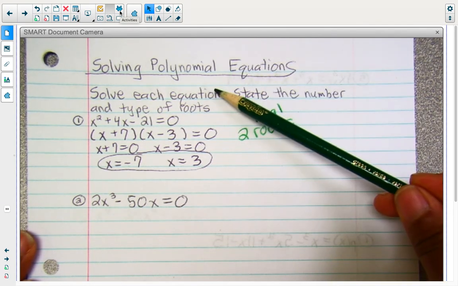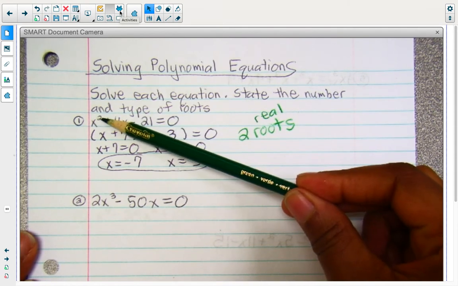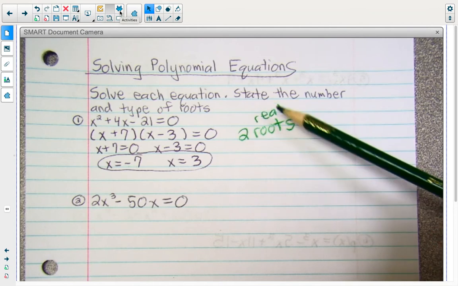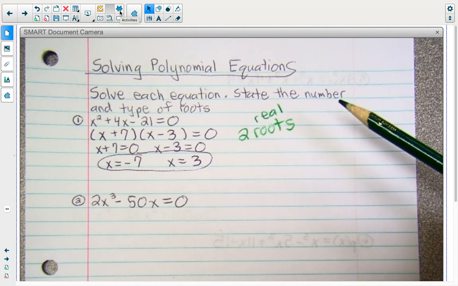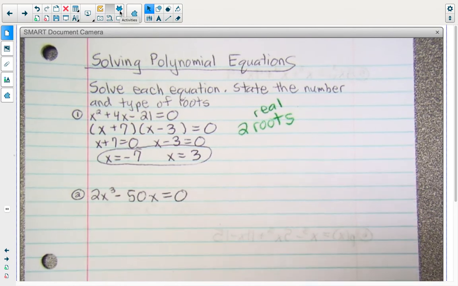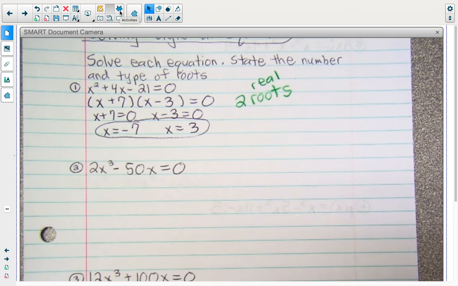To know how many solutions, we look at our highest exponent. My highest exponent is 2. So there are 2 real roots. Now, they could have been both imaginary, but they're not. They're 2 real roots. All right, let's move on to number 2. I'm going to solve this polynomial equation. I've got 2x to the third minus 50x equals 0. I'm going to check to see if I can factor it.